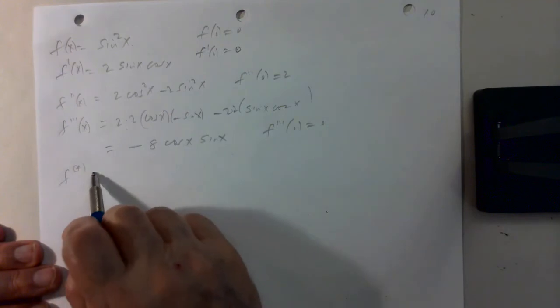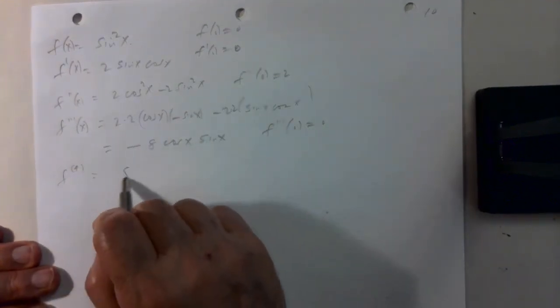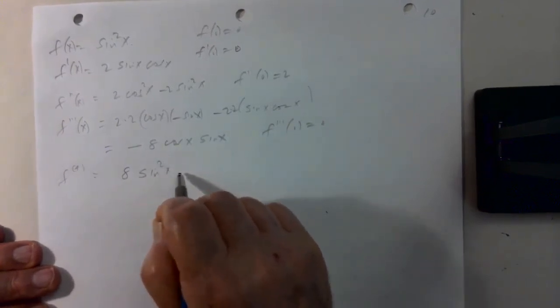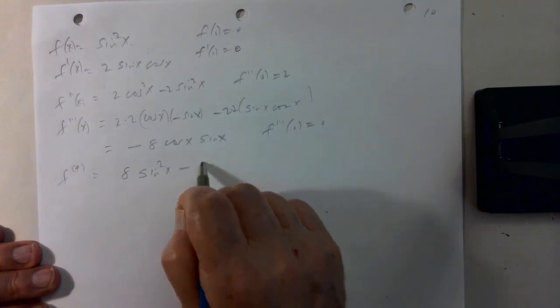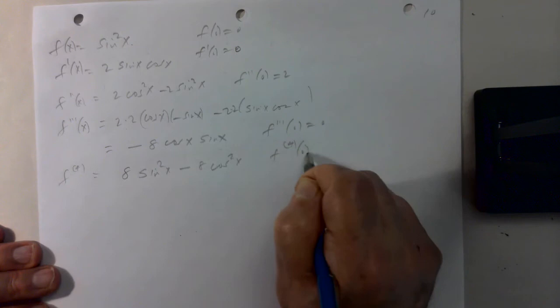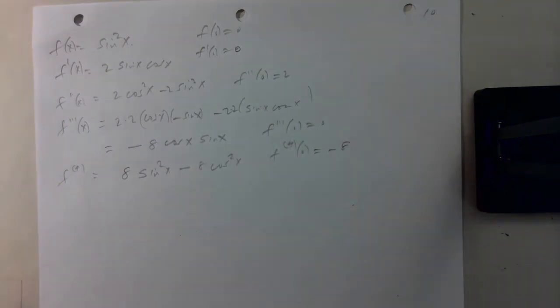More complicated than I might have thought. What's the fourth derivative? The fourth derivative of this is 8 sine squared x minus 8 cosine squared x. So the fourth derivative at 0 is minus 8.